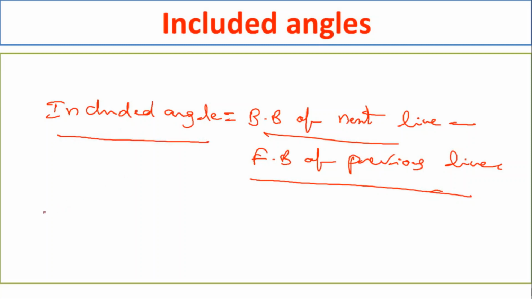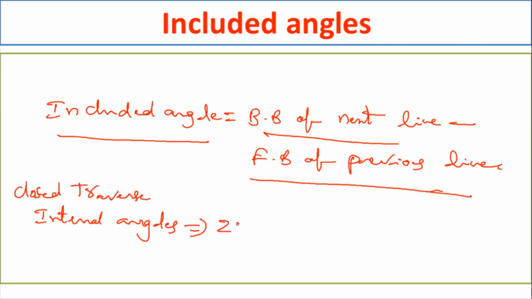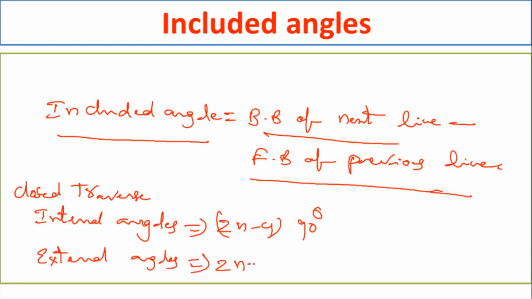Now suppose they are the internal angles. Then what should be the sum of the angles in a closed traverse? For a closed traverse, the sum of the internal angles should be 2n minus 4 into 90 degrees. And if you take the external angles, the sum of the angles should be 2n plus 4 into 90 degrees.